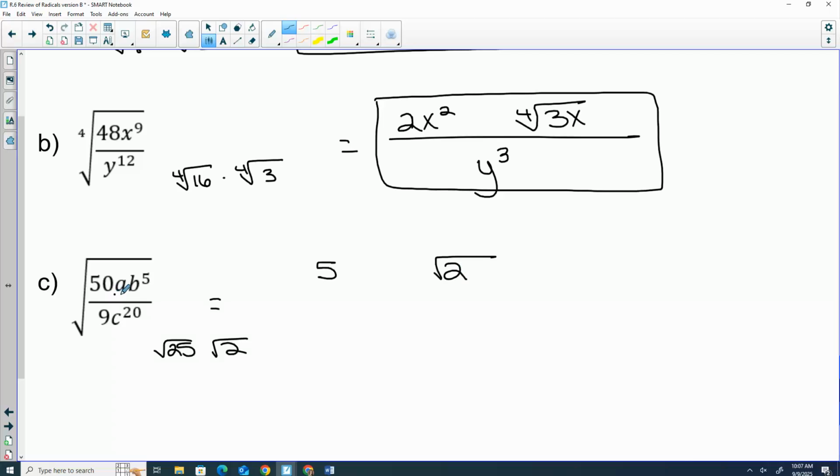If I only have one a, can we do the square root? Can we make a group of 2? No, so that just stays underneath. 5 b's, so we can make 2 groups of 2 with 1 left under the radical.